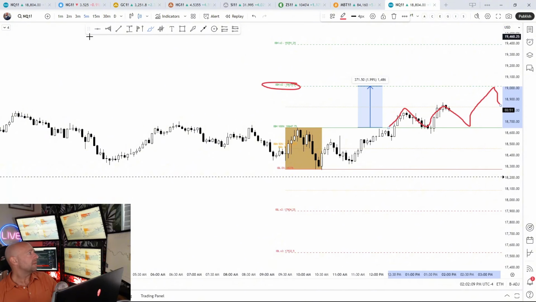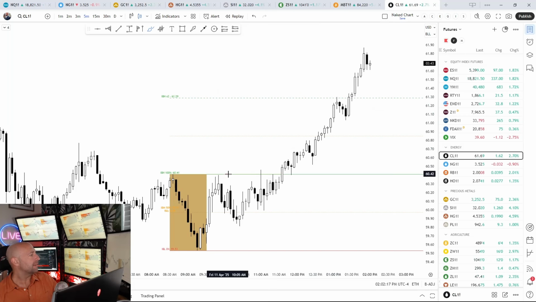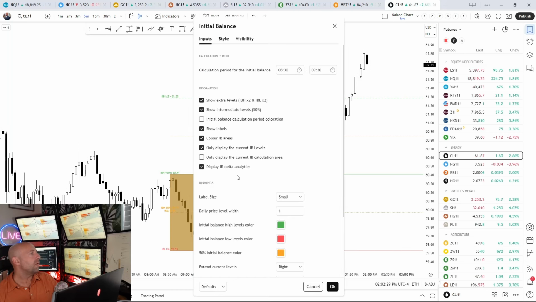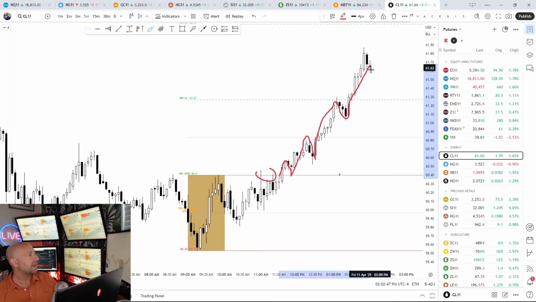Now, different markets like gold, for example, or oil, have different initial balance times. For example, oil, CL, the open of oil is 9 a.m. to 10 a.m. Eastern Standard Time. So this has its own initial balance, and you can see how this area is respected. Once we break out, we backtest, and we get a reaction at each of these levels.